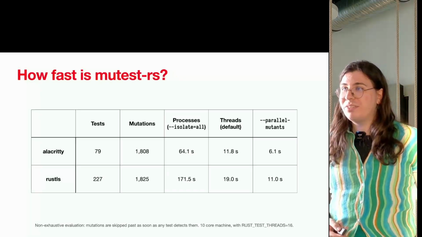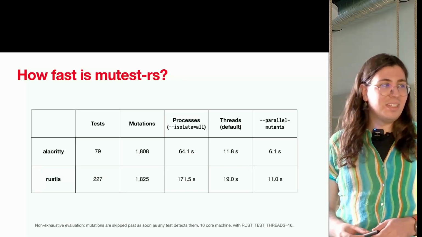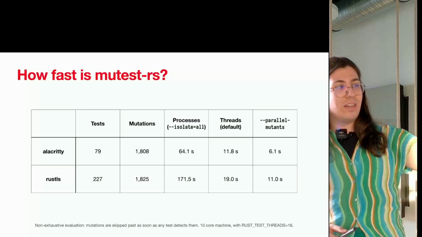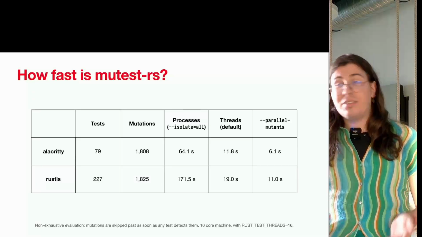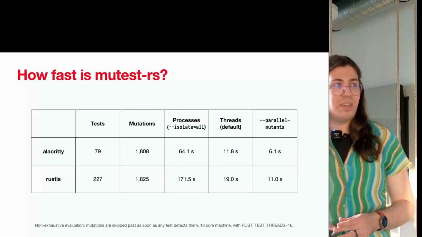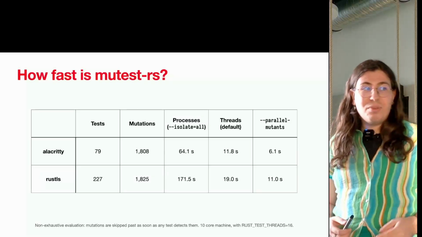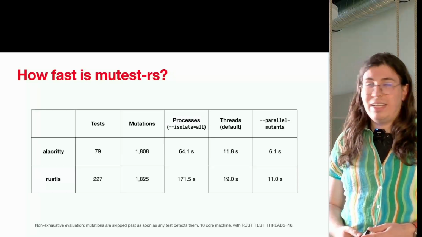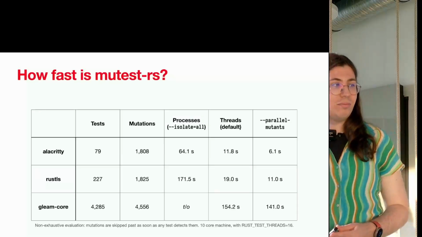We have Rustls, the main Rust TLS implementation. So that has a couple more test cases. In this case, roughly a similar amount of mutations. And again, we can see that we are feasibly doing mutation testing in less than 20 seconds.